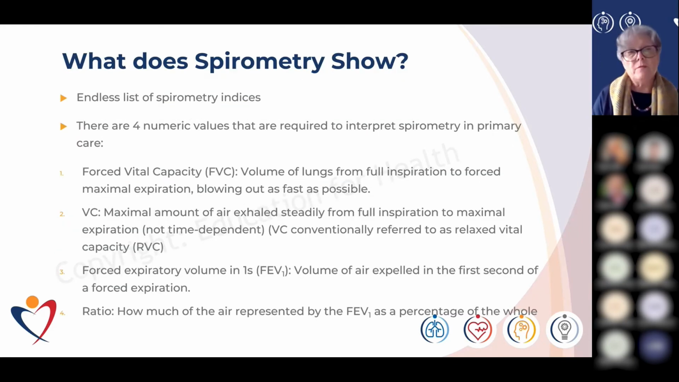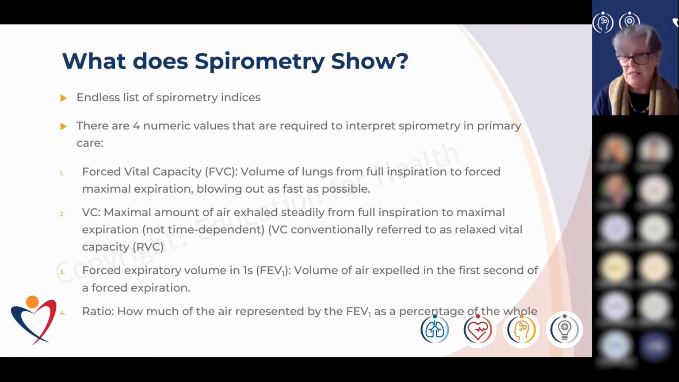So what does spirometry show? My goodness, there's an endless list of spirometry indices. And some of you who may be interpreting spirometry will look at the spirometry report and think, oh my goodness, where can I start with this? But actually, there are really only 4 numerical values that are required to interpret spirometry in primary care.